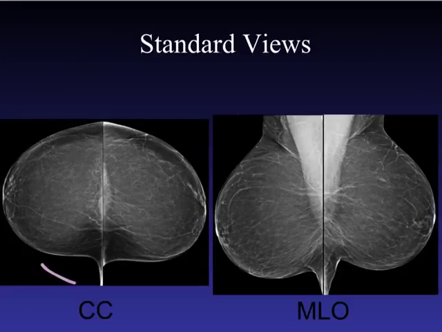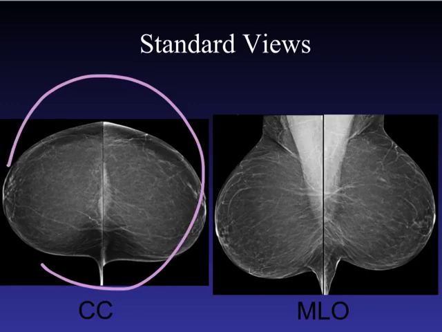What you get are these 2 images here. The upper aspect of both of these images represent the outer portion of the breast, and the lower aspect of both of these images represent the inner aspect of the breast. So just to restate, this is the outer left breast, this is the outer right breast, this is the inner right breast, and this is the inner left breast.